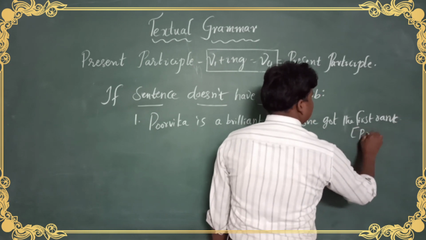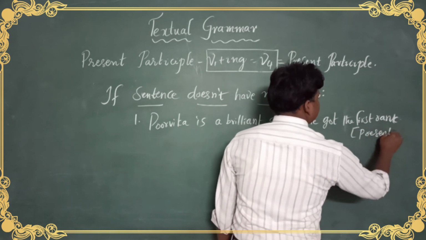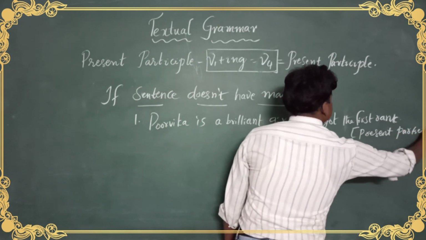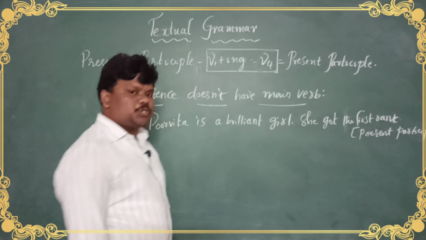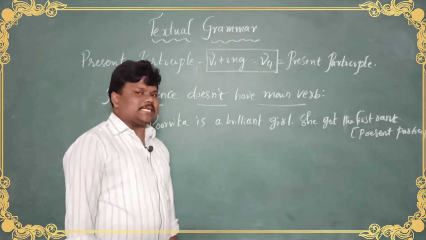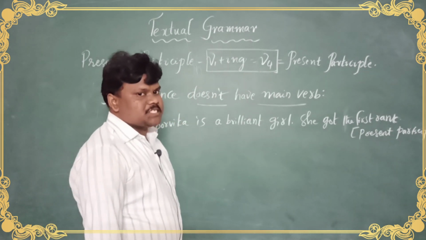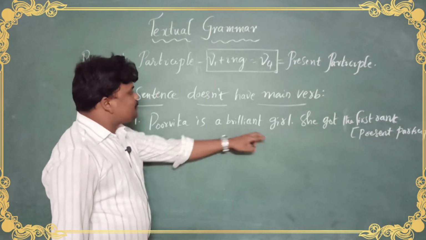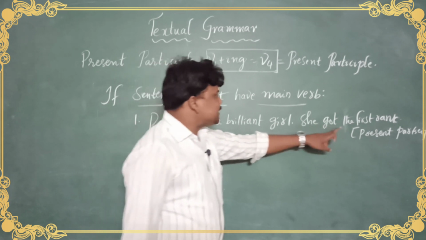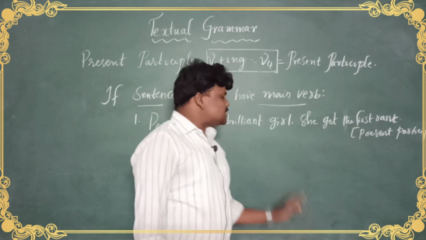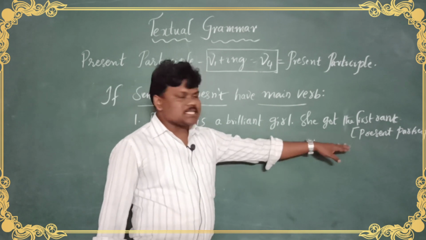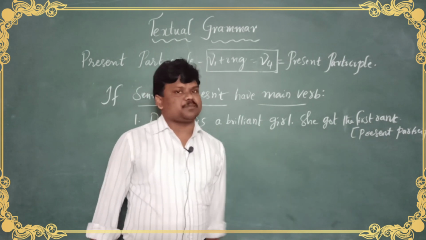So we need to combine these two sentences with present participle. If the instruction was given in present participle, you should remember immediately the ing form. Well, and yes, Purvika is a brilliant girl, full stop. She got the first rank. These are the two sentences. These two sentences asked us to combine with present participle.